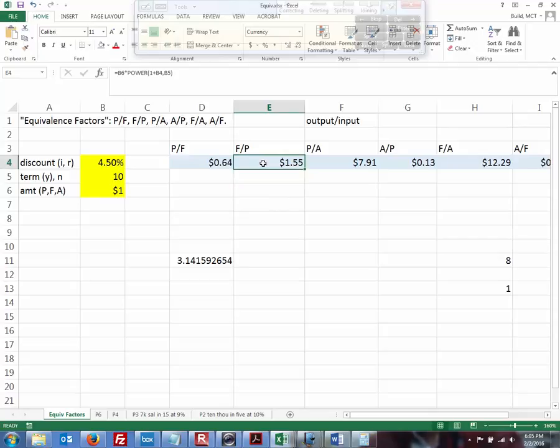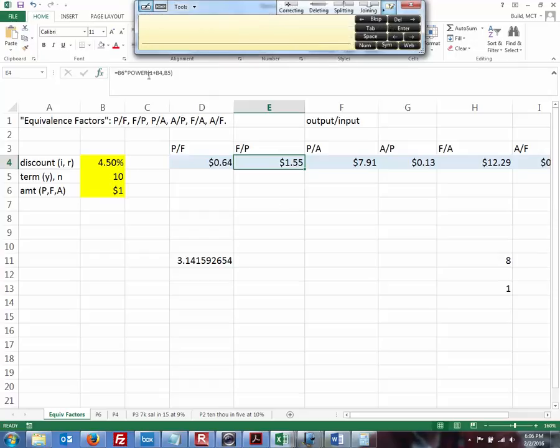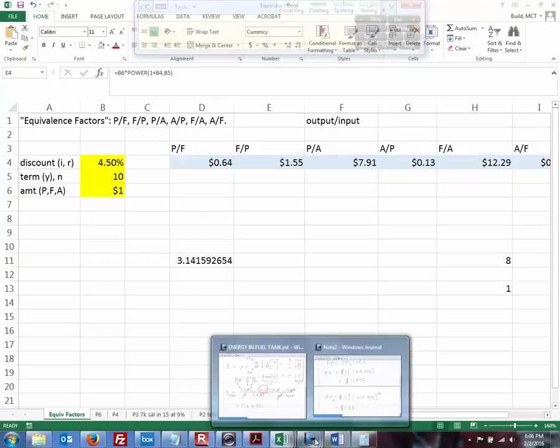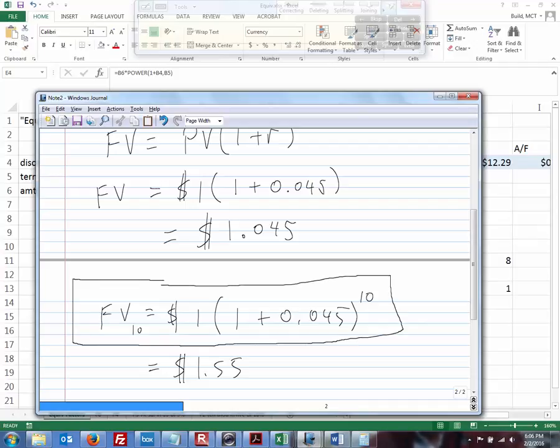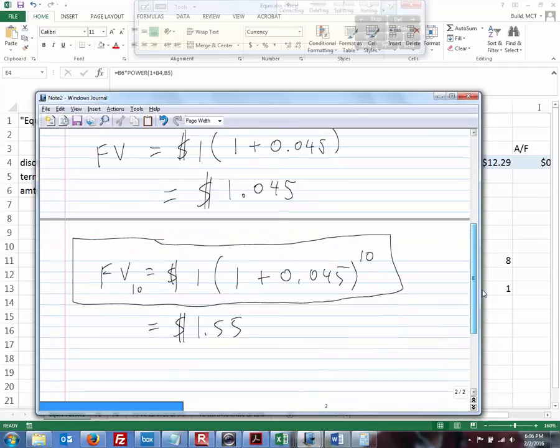Okay, so there's the F and P. It's relatively simple based on what we already wrote out here. So again, start with your pencil and paper, use your calculator, and then take it into Excel for a double check.